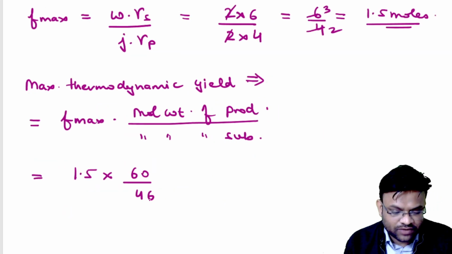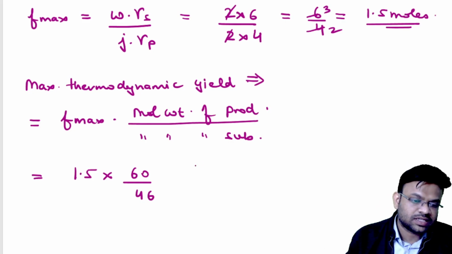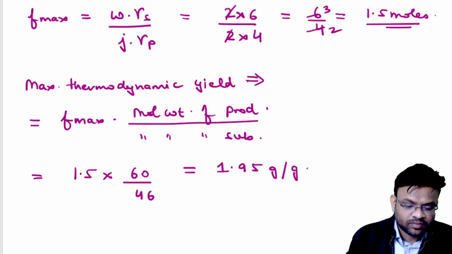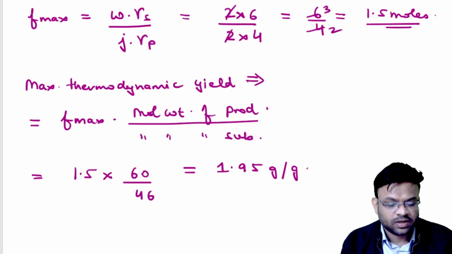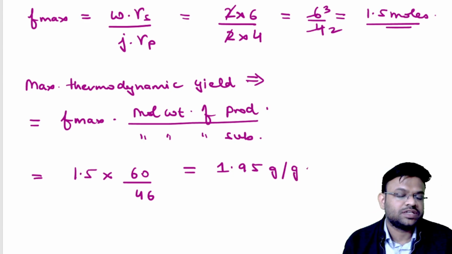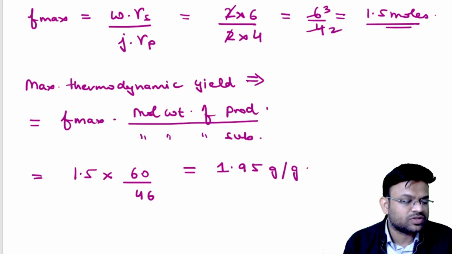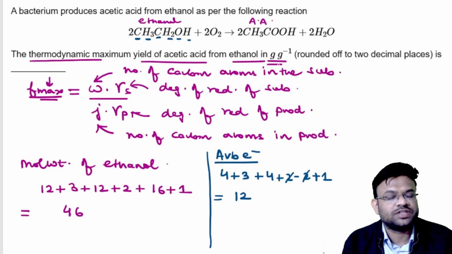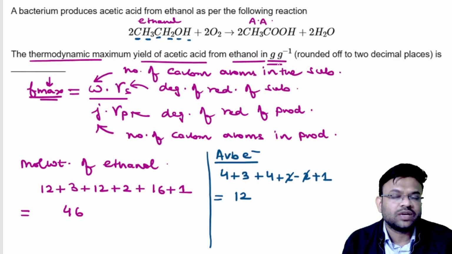So 1.5 into 60 upon 46, and this would be coming out to be 1.95 gram per gram. So this is what we would be achieving, 1.95 gram per gram, because they are asking in gram per gram only. So this is how the second question can be done.